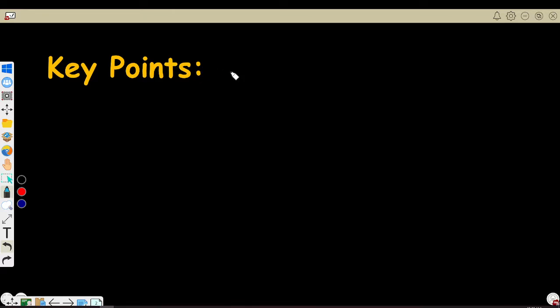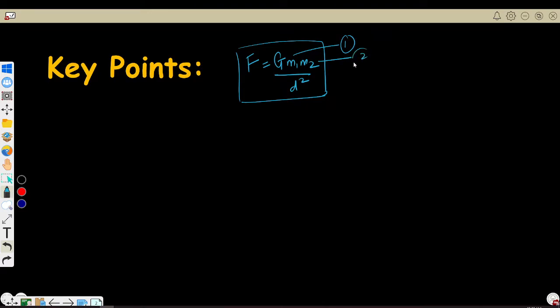I'll just copy the final formula that we just derived from Newton's law. According to that, the gravitational force is equal to capital G multiplied with m1 m2 divided by d square. This was the formula that we derived using Newton's law. In this we know m1 is the mass of the first object and m2 is the mass of the second object, and d is the distance between them measured from the centers of the objects.